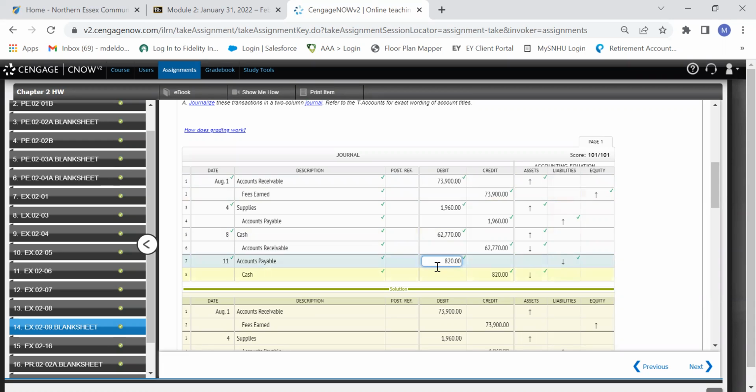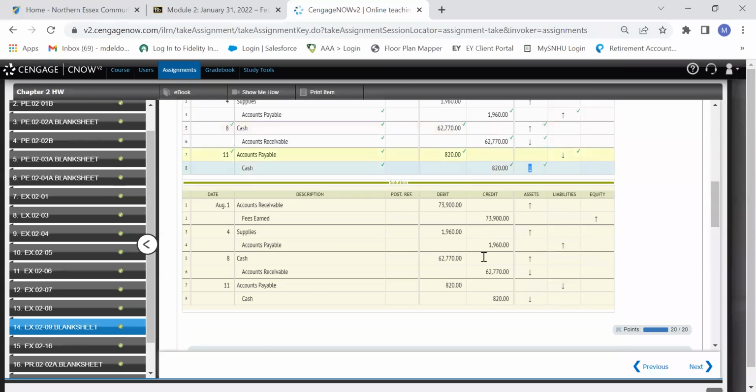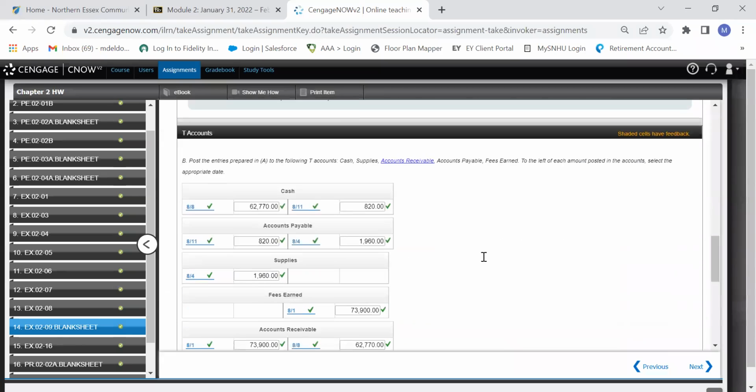And then finally, we pay creditors. So if we pay creditors, we're going to debit the accounts payable and credit cash. We reduce the liability and we reduce the asset. So those are the journal entries.